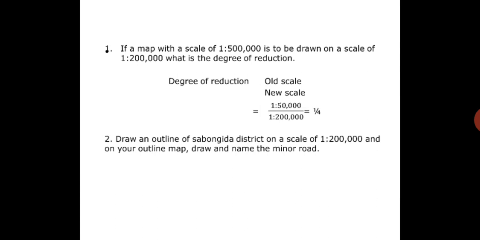For instance, the new scale of the map is 1:50,000, and this one that we have here is 1:200,000. It's just to divide them. When you do your division, you now know the number of times you are asked to reduce a given portion of a map.